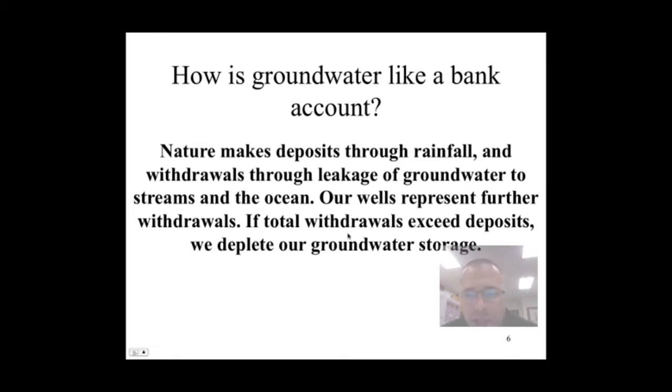So for this, nature makes deposits through rainfall. We get infiltration down to the aquifer, and then withdrawals through leakage of groundwater to streams and the ocean. So it's actually a groundwater discharge to surface water bodies. Our wells represent further withdrawals. So every time we put a well in the ground, we're taking water out of the ground, water that was deposited there by nature.